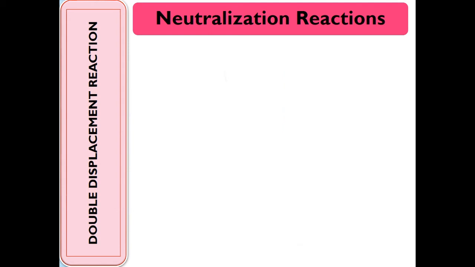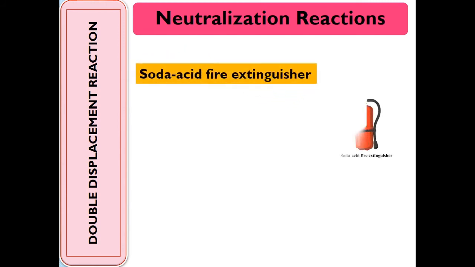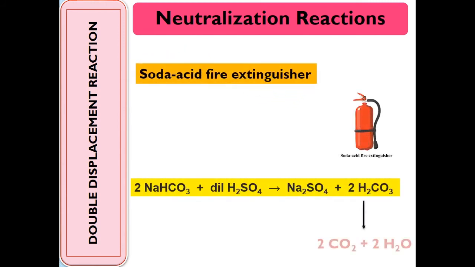One more example of neutralization reaction, that is soda acid fire extinguisher. It uses reaction of sodium bicarbonate with dilute sulfuric acid to form sodium sulfate and carbonic acid. This carbonic acid is highly unstable and immediately decomposes into carbon dioxide and water. This carbon dioxide gas actually extinguishes fire.